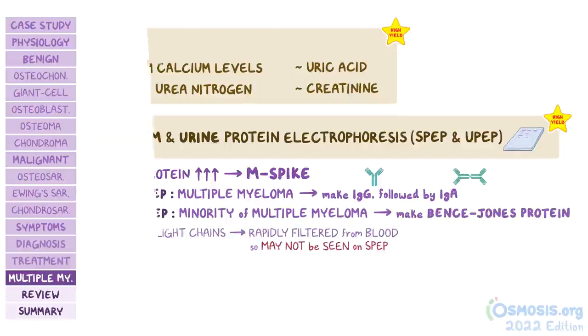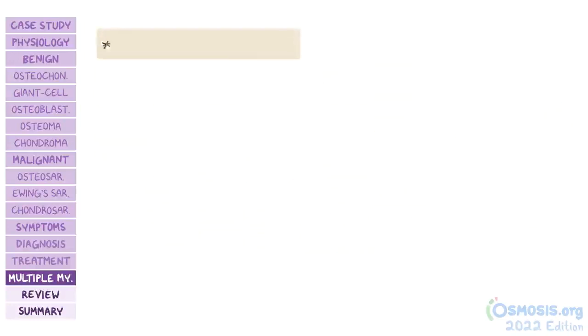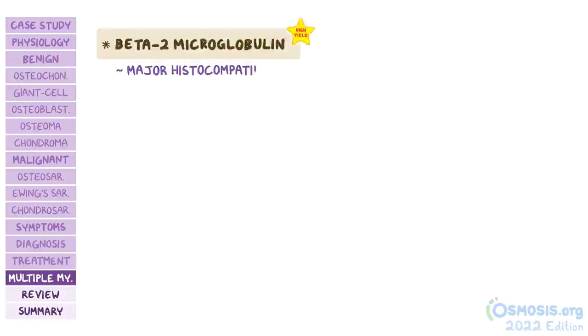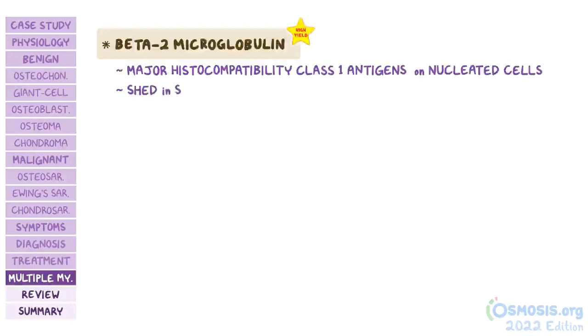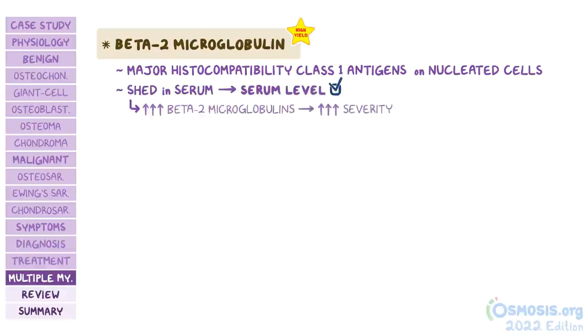Next, beta-2 microglobulin, a component of the major histocompatibility class I antigens found on all nucleated cells, can be shed in the serum. This is why serum levels are checked in multiple myeloma, because the higher beta-2 microglobulins are, the higher the severity of the disease.